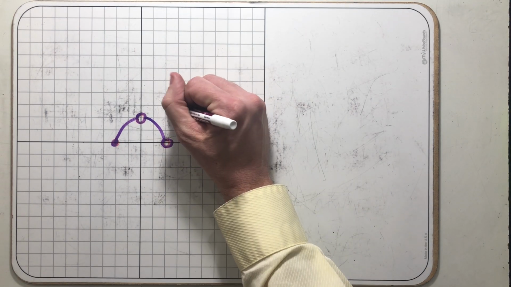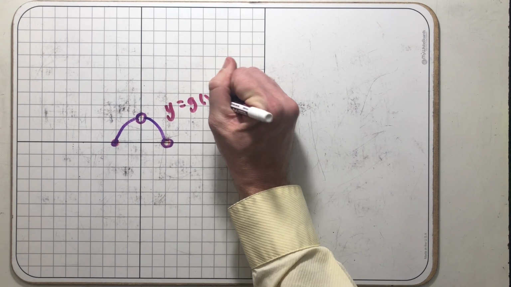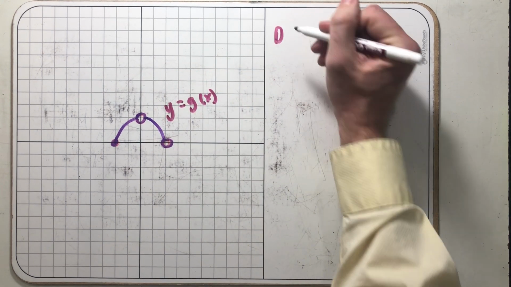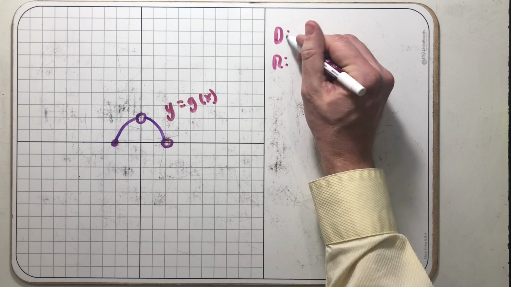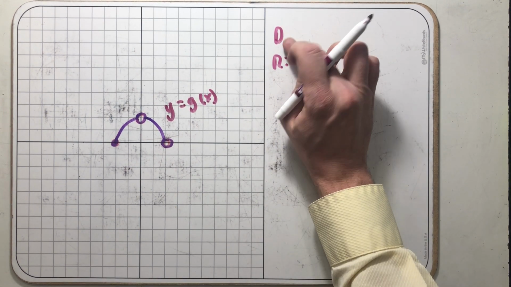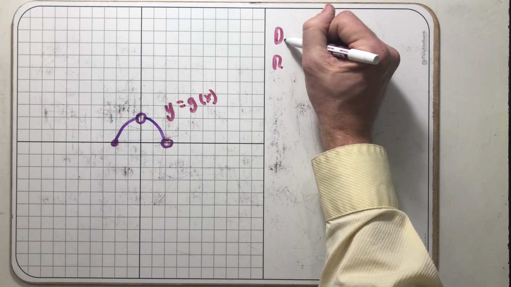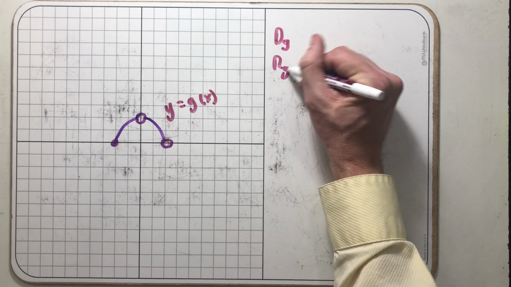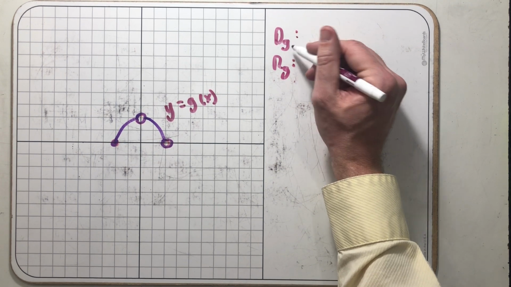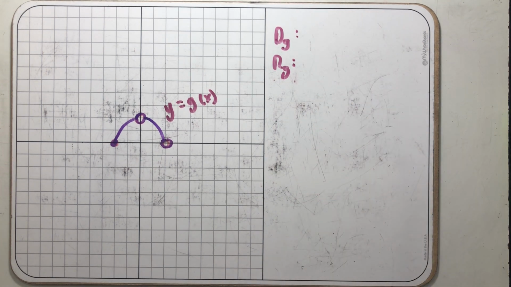All right, let's call this function y equals g of x, and the instructions are the same. Let's find the domain and range. I usually use D and R, and if I only have one function, that's fine. If I wanted to be more specific, I could put a little subscript g, D sub g and R sub g, and then whoever's reading this knows that's the domain of g and the range of g.